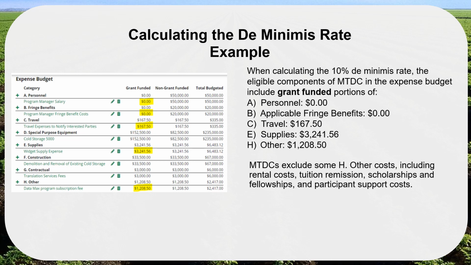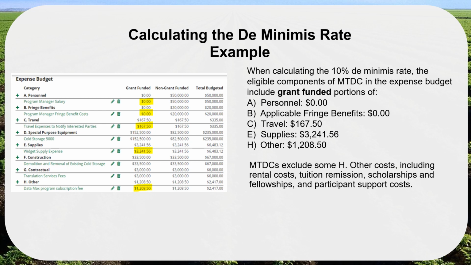When calculating the 10% de minimis rate, we're going to look at the grant-funded portions of the eligible budget components. Using the example budget on the left, we can see that the grant-funded personnel amount is $0. The grant-funded fringe benefits amount is also $0. The grant-funded travel amount is $167.50. The grant-funded supplies amount is $3,241.56, and the grant-funded other amount is $1,208.50. In this case, the full grant-funded amount in H, the other category, can be used because it is a subscription fee and not one of the excluded MTDC costs.